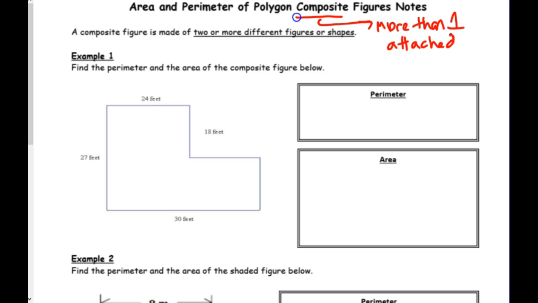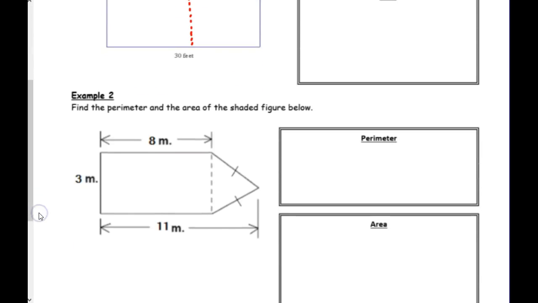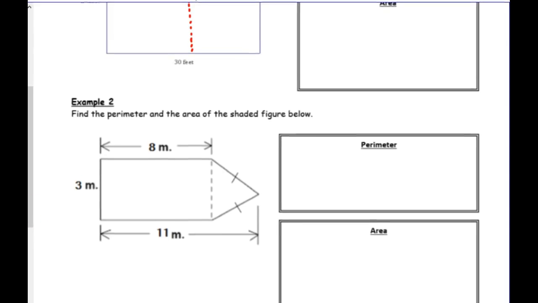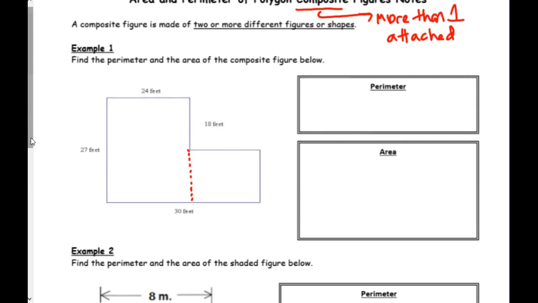So if you look at example 1 here, what two shapes are stuck together? A rectangle and another rectangle. It might be a square. We'll see. Okay? All right, and then down here, what two shapes are stuck together? Number 2. Rectangle and triangle, right? So let's find the perimeter and the area of these two shapes.